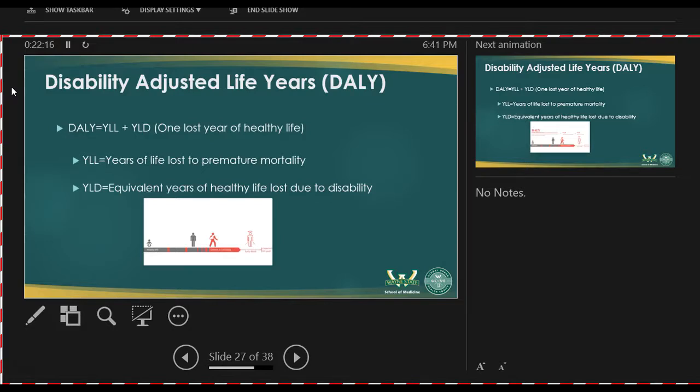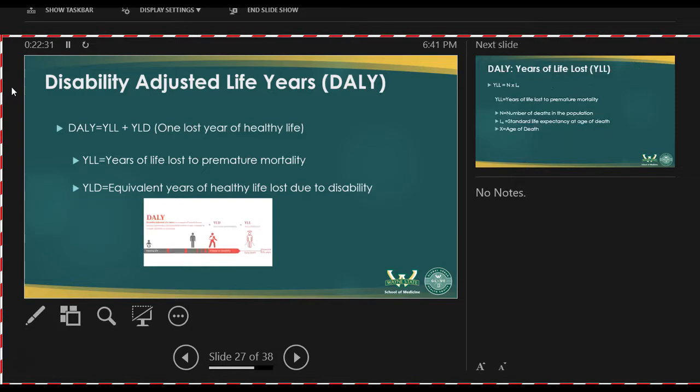I always like pictures, I think it's much easier to remember when you have pictures. So DALY is years of life lost plus years equivalent of years of healthy life lost due to disability. So that's YLL plus YLD. You can see out here, that's really small. So basically DALY is equal to YLD plus YLL.